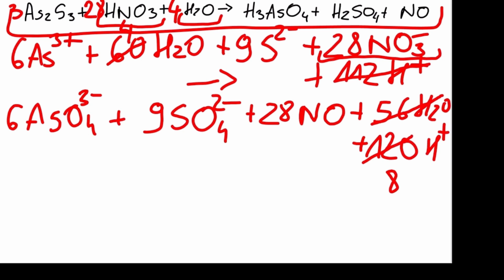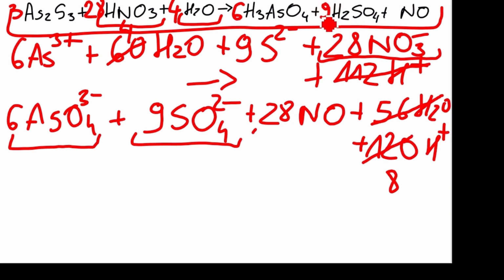Arsenic anions derived from the residue from arsenic acid. Yes, AsO4 3-. We have 6 such anions, so we need 6 arsenic acid particles. Sulfate anions: we have 9 sulfate anions on the right side of the reaction. So that means that we also have 9 sulfuric acid particles.